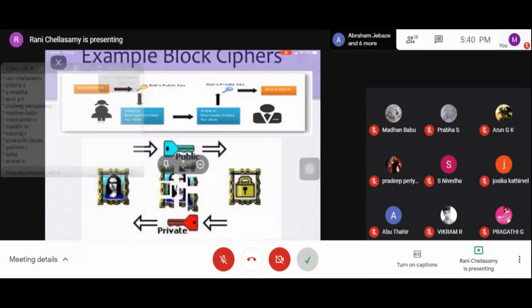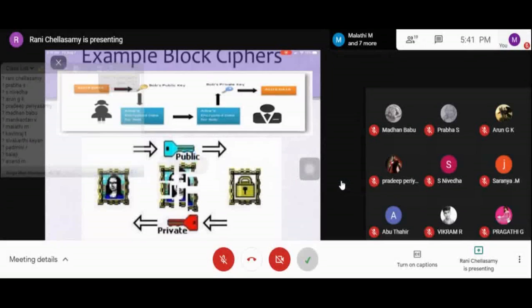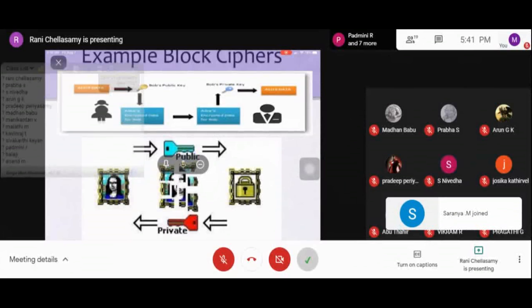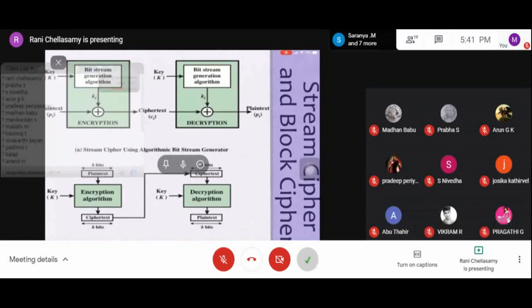So Alice is going to encrypt the data for Bob. She will be using Bob's public key for encryption, and at the decryption process, Bob will be using his own private key for the decryption. Okay, so this is the working of a stream cipher and the block cipher.